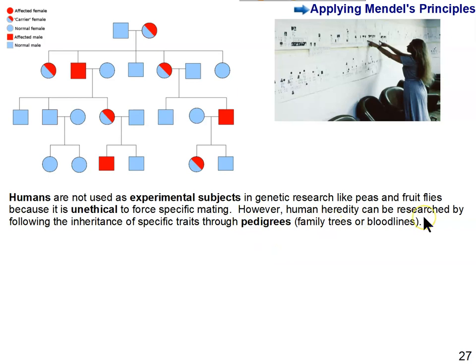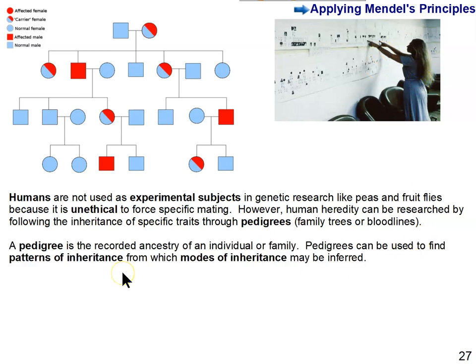Human heredity can be studied, however, by looking at pedigrees. In other words, looking at the family history. So it's good to know, for example, if your great-great-grandparents had a particular genetic disorder, then these scientists known as genetic counselors can look back at your family history, at your pedigree, and figure out what you are likely to be affected by.